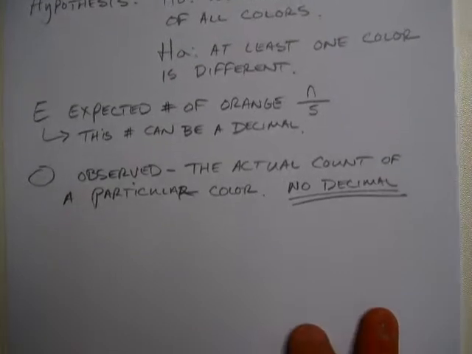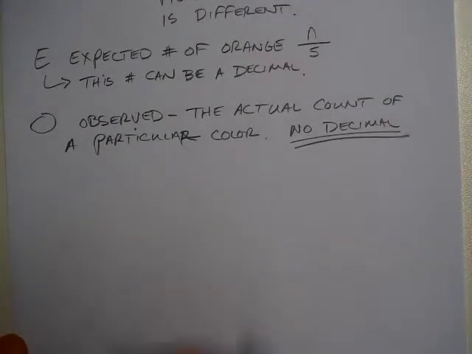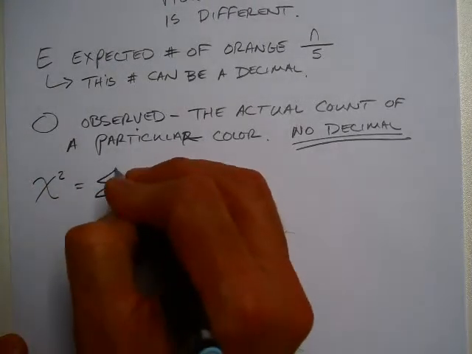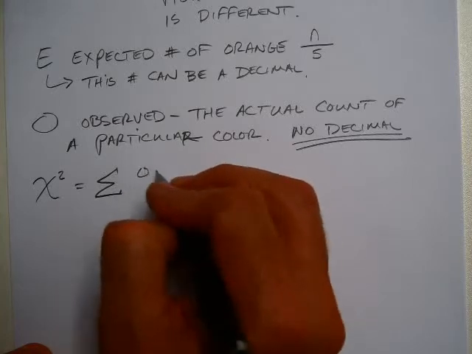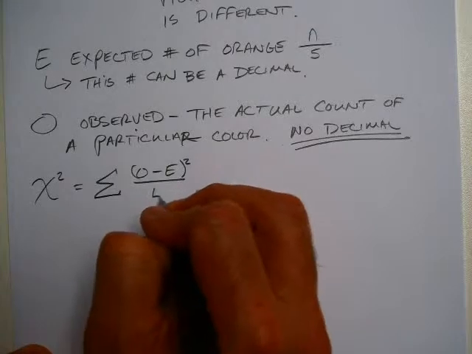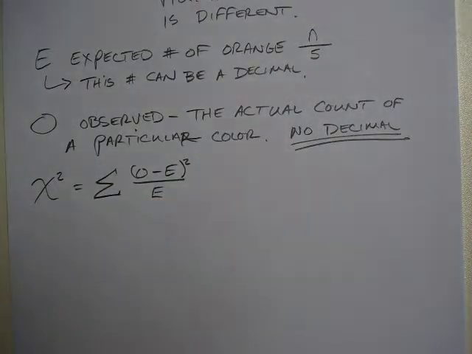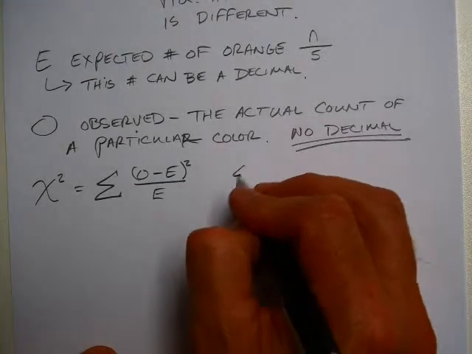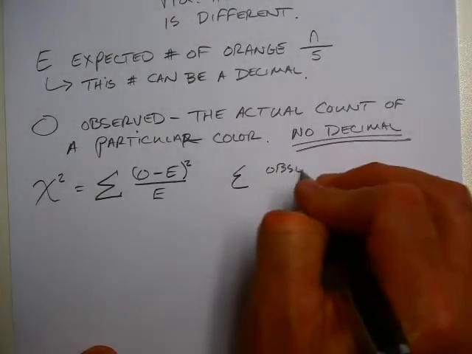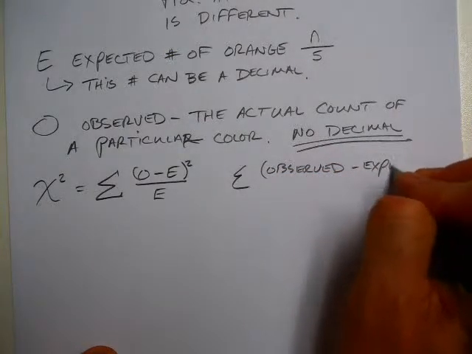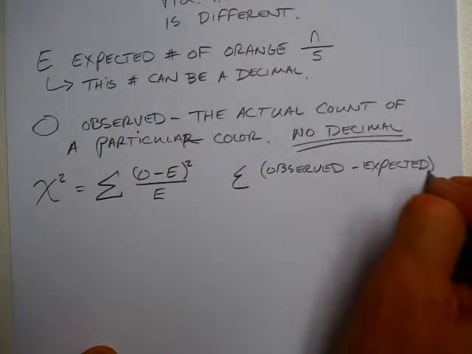So the calculation works like this. It's the sum of the observed minus the expected quantity squared over the expected. So for each color, we would do this and we would add them up. It's a fairly simple formula.